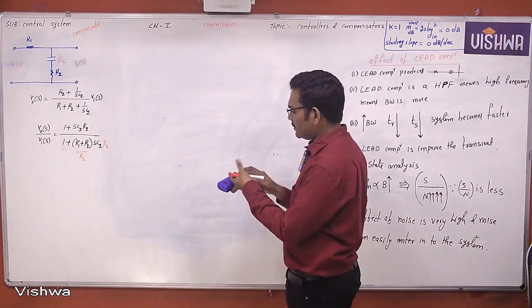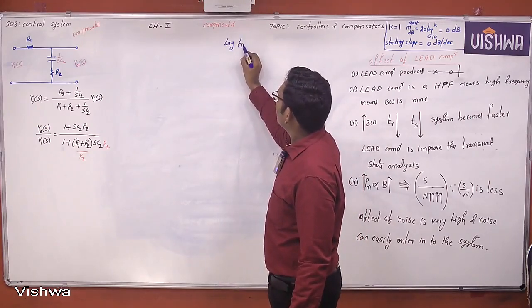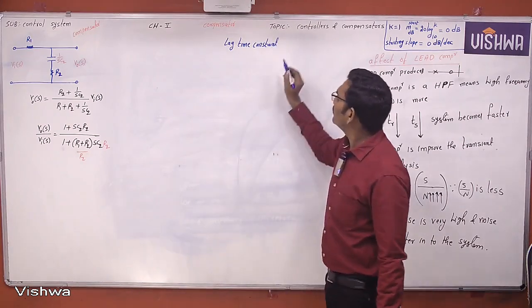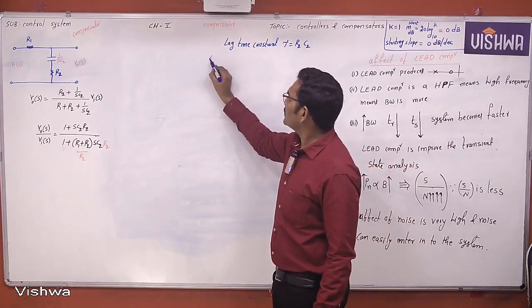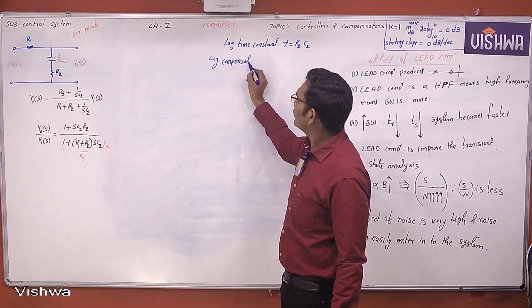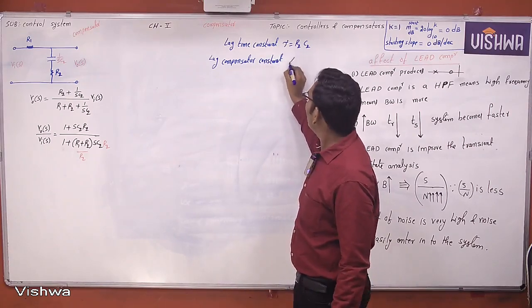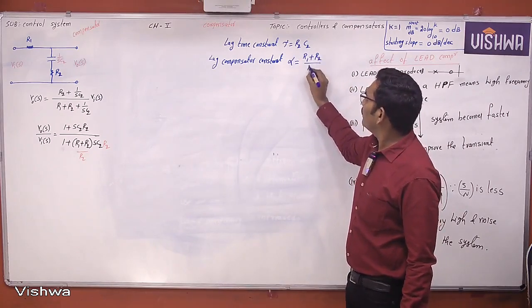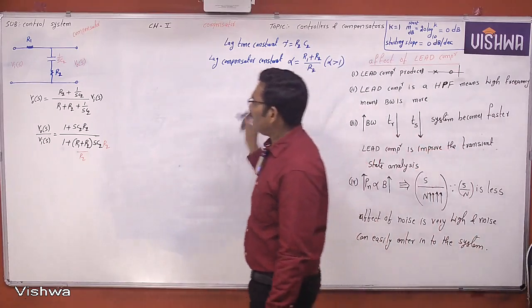So can I write like this? Now this is lag. So this is the lag time constant tau, which is equal to R2 C2. This is the lag compensator constant alpha, which is R1 plus R2 by R2, where alpha is greater than 1, right? Now this is the lag compensator. Can I replace here?